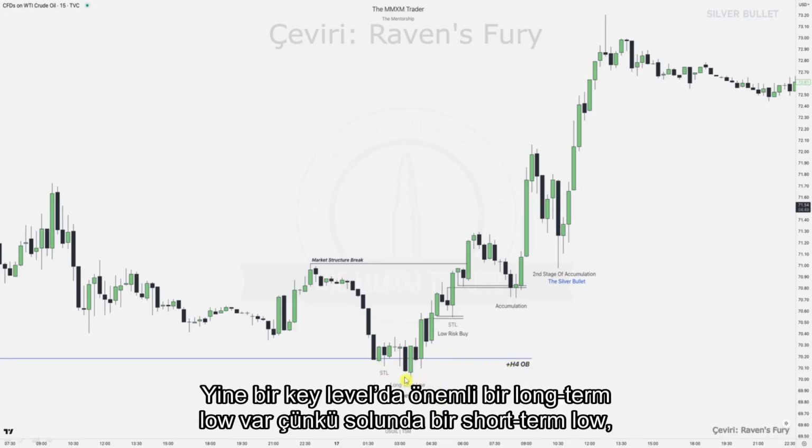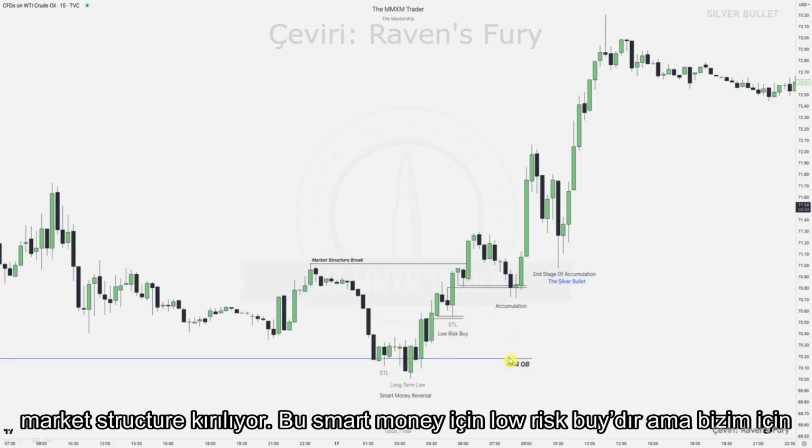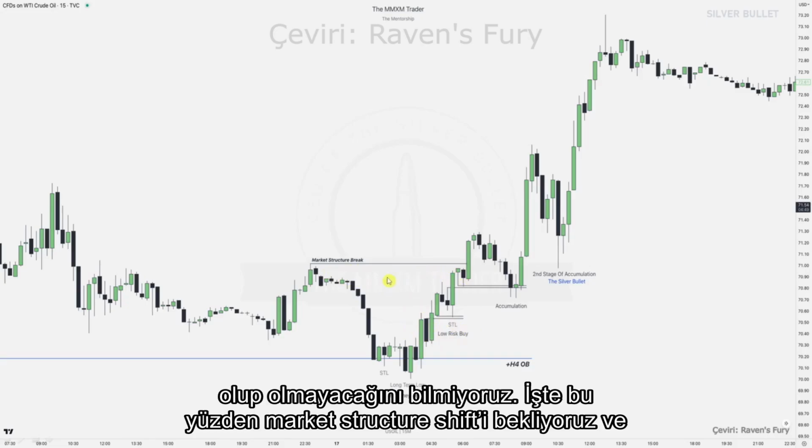Long-term low down here because we have a short-term low to the left of it and a short-term low to the right of it. Bullish order block supporting price, pushing up, breaking market structure. This is called a low risk buy, right, for smart money. But for us, it's not a low risk buy because it's actually a little bit higher risk for us because we don't know if market structure shift will happen. That's why we wait for that market structure shift.